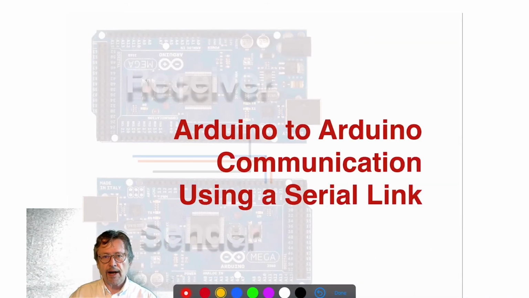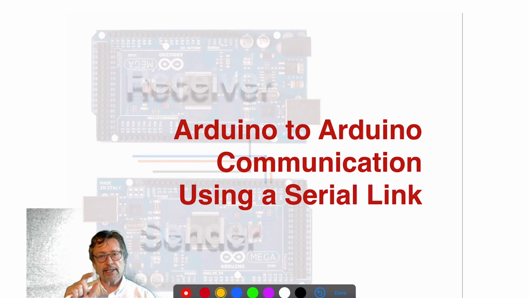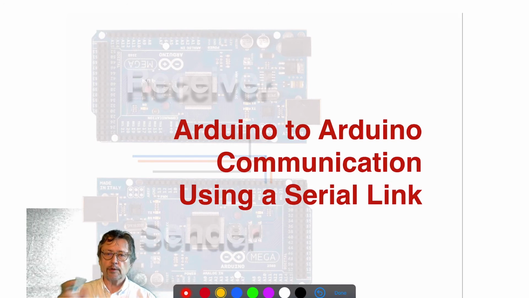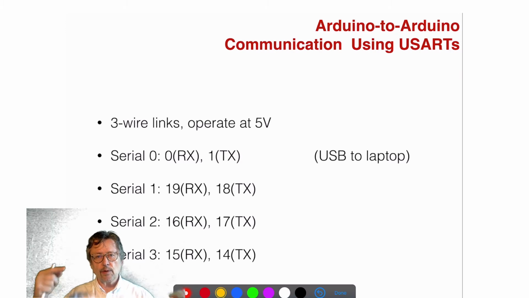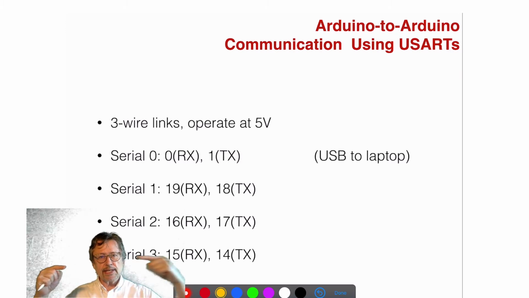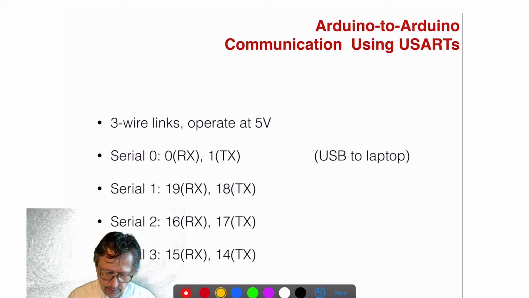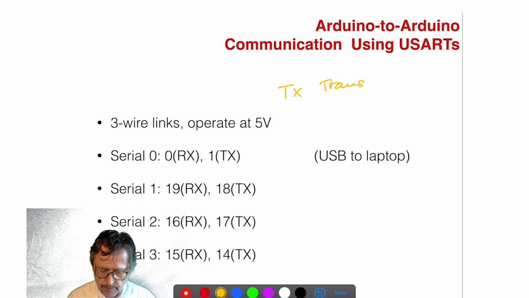Now I'm going to show you an example of how we can program two Arduinos to talk to each other using the serial port. For the serial port we need three wires. Information is going to be transmitted from one Arduino, so there's going to be a TX. TX is for transmit. Those are the three wires we're going to need, starting with transmit.